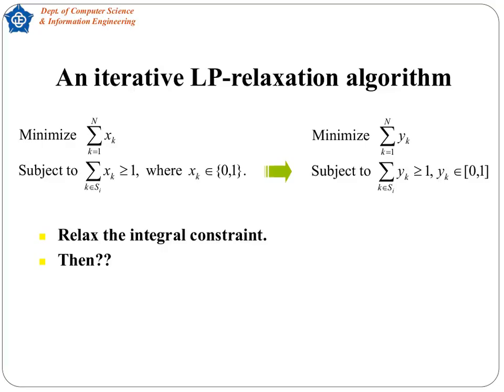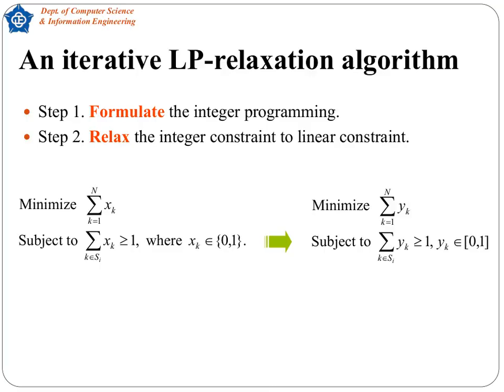So how do we take this LP solution and recover a valid integer solution? That's exactly where our iterative LP relaxation algorithm comes into play. Building on that relaxation idea, we now take a two-step approach to tackle our covering problem. First, we formulate it as an integer program, minimize the total x, where each x is binary, subject to the covering requirement that for every set S, the sum of x over k element of S is at least 1.